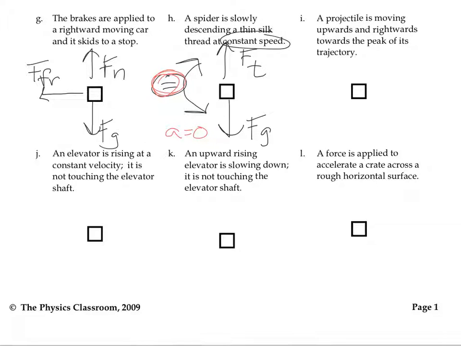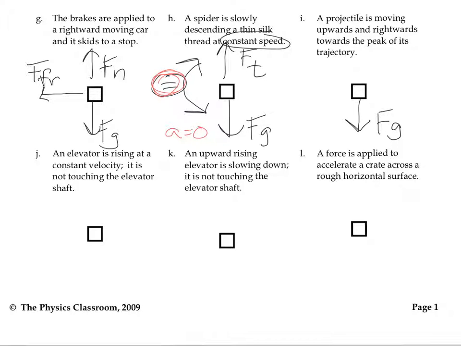Consider that. For letter I, the projectile is moving upwards and rightwards towards the peak of its trajectory. So if we ignore air resistance on this one, this object is just flying through the air because of inertia. So the only force really acting on it after it's been launched is the force of gravity. If we wanted to get into the air resistance and all that, it would definitely be opposing the motion. But for simplicity's sake, let's just say we're ignoring air resistance on that one. If you drew that on there, I totally understand why you did. It should be more explicit whether or not we should include air resistance or not.